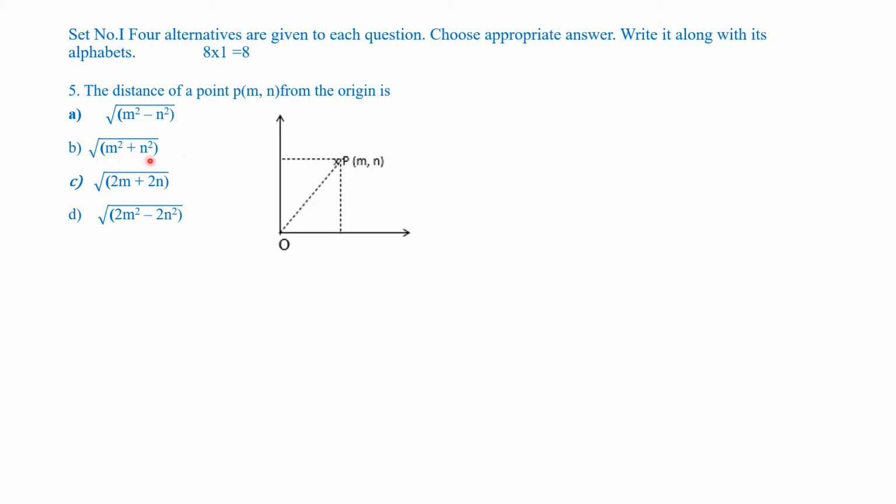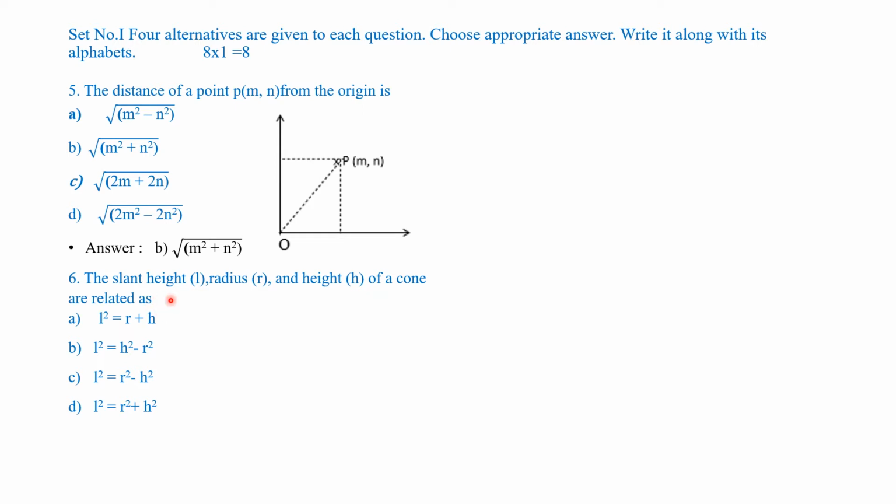So B is the correct answer. This distance is OP. OP is the inclined line and this is given by under root m square plus n square. The answer is B. Please remember this is the distance from the origin. That is why the diagram is shown. This diagram is not given in the examination. I have put it for your understanding.